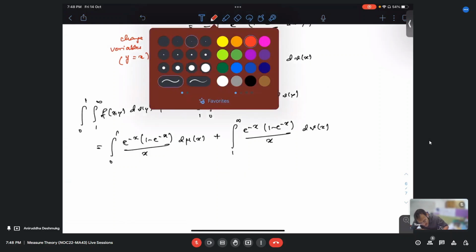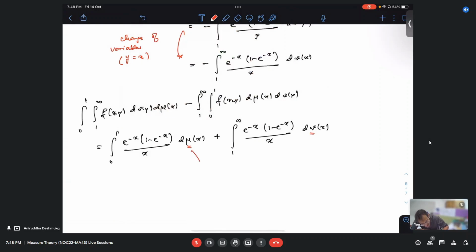But notice that this and this, they are both Lebesgue measures. Both are Lebesgue measures. And these two, they are improper integrals, right? Improper Riemann integrals.